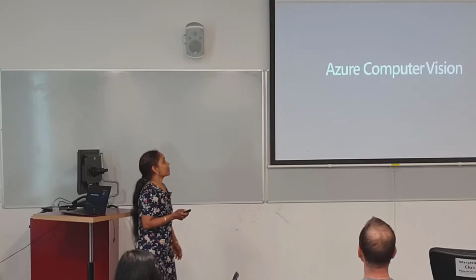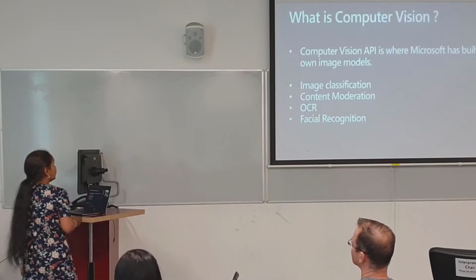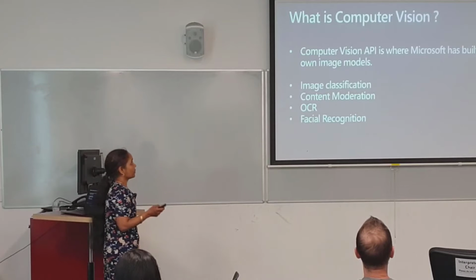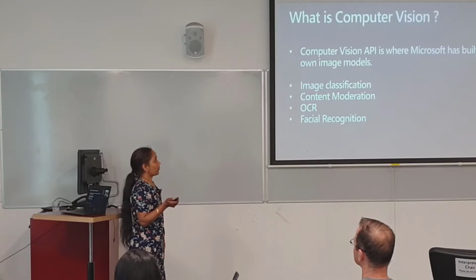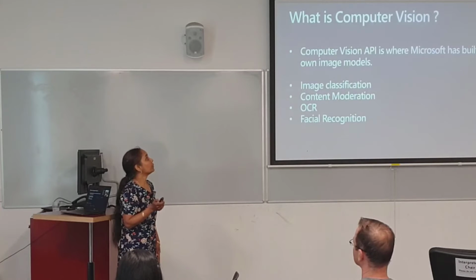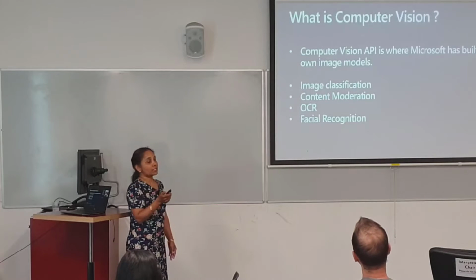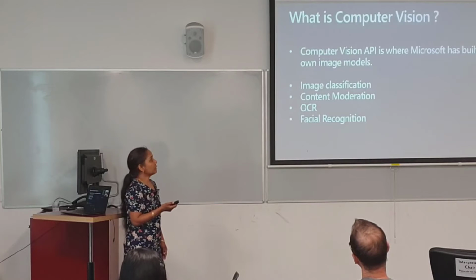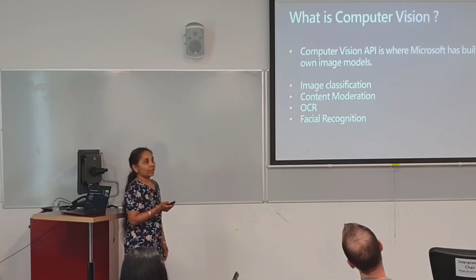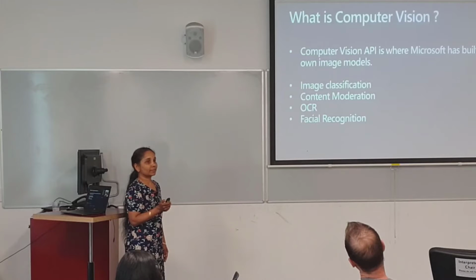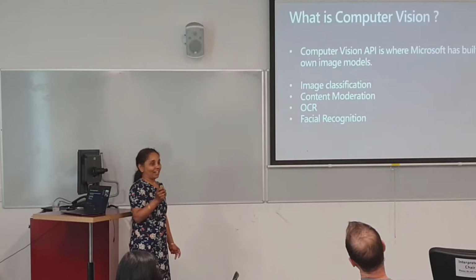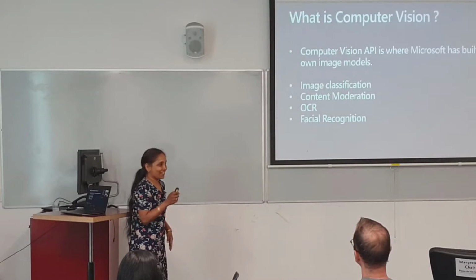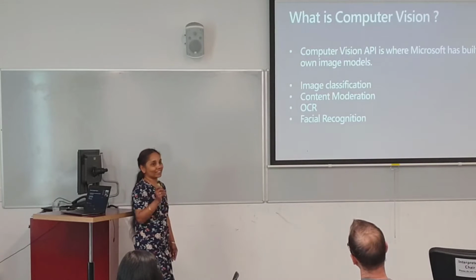So let's proceed. What is Azure Computer Vision? Computer vision is an API provided by Microsoft. What does it do? It does image classification, content moderation, OCR. Any idea what OCR is? Optical character reader. I also thought it was recognition, but I searched online, and OCR is optical character reader.